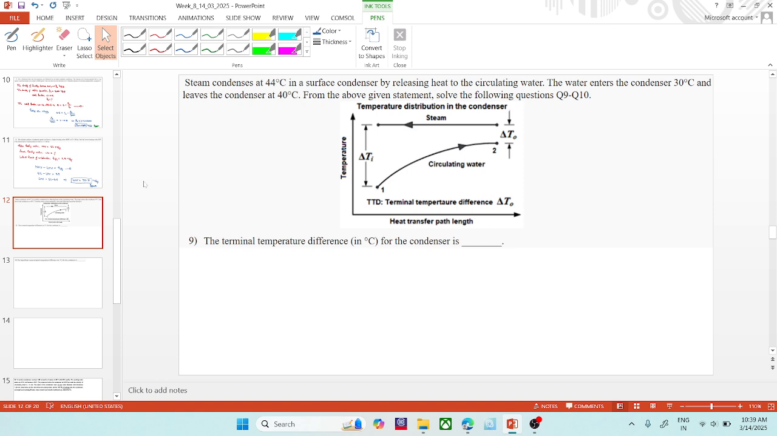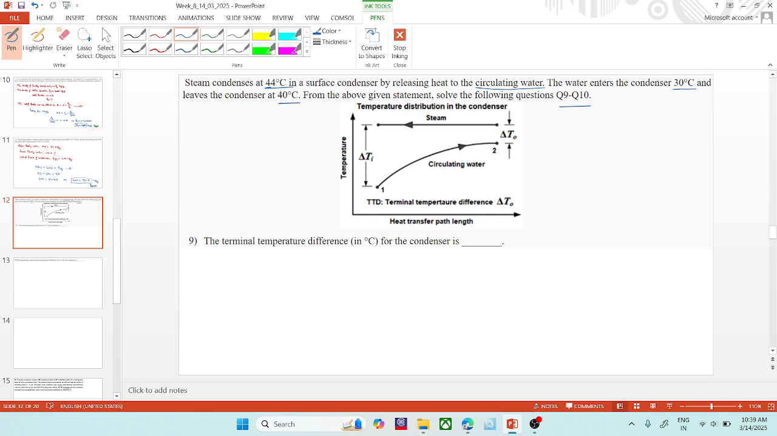So it is given that the steam condenses at 44 degrees centigrade in a surface condenser by releasing heat to the circulating water. So the steam is releasing the heat to the circulating water, or sometimes we say it is cooling water. Then water enters the condenser at 30 degrees centigrade and leaves at 40 degrees centigrade. From the given statement, solve problems 9 and 10.